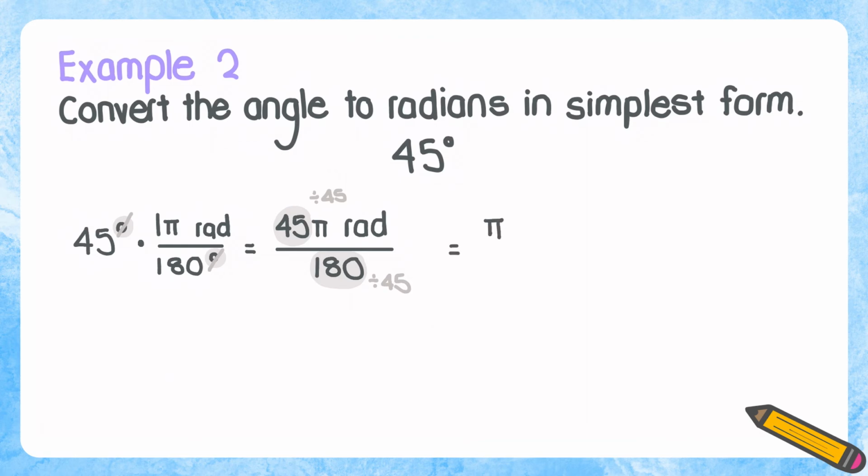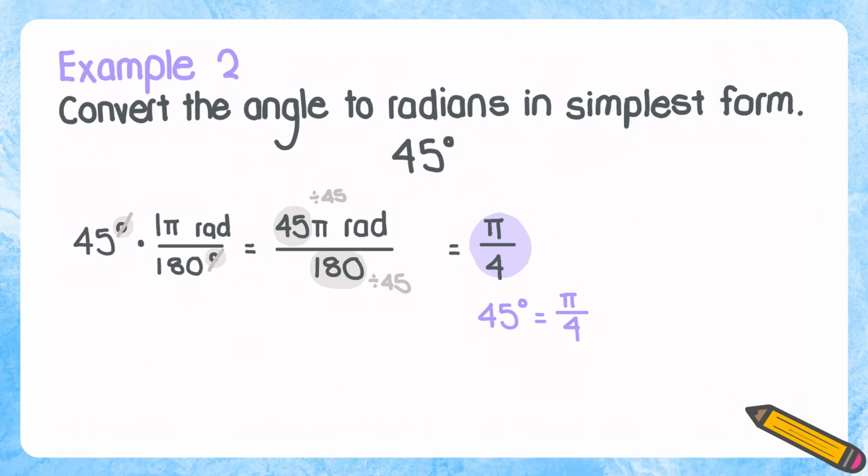We have pi over 180 divided by 45, which equals 4. So we have pi over 4 radians. And again, I'm writing the unit for now, but in your final answer, you don't have to include it. So just pi over 4. So this tells us that 45 degrees is the same thing as pi over 4 radians.